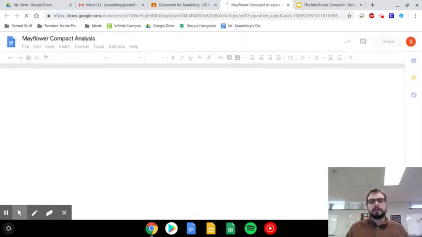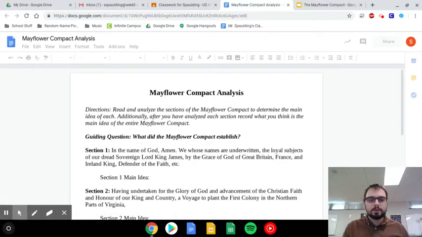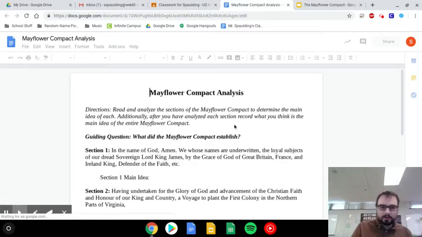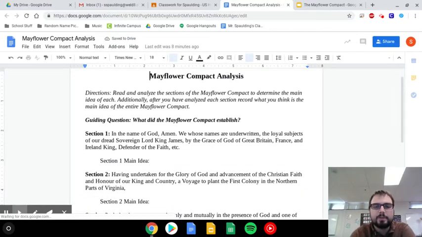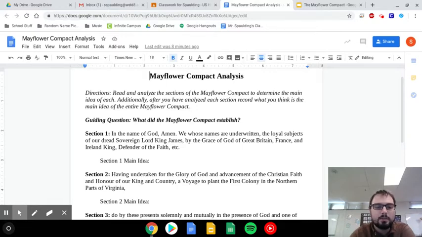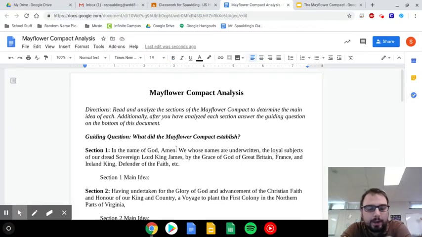All right. As this loads, we'll give it just a second. There it is. Okay, your directions for today on this part. Read and analyze the sections of the Mayflower Compact to determine the main idea of each. Additionally, after you have analyzed each section, record what you think is the main idea of the entire Mayflower Compact. And actually, let me pause. I'm going to fix that. Okay, I went ahead and adjusted that.